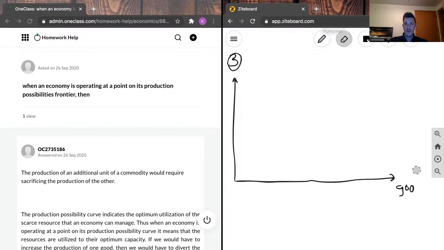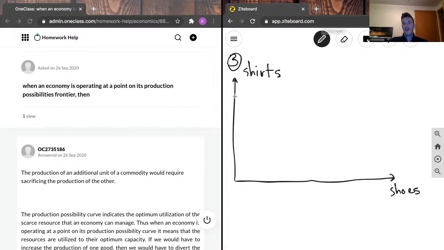No, that's boring. Although I don't have anything exciting to write. Call this shoes. So that's one good being produced on the x-axis. We'll write another good being produced on the y-axis. We'll call it shirts. Really was better off going with good 1 and good 2 at this point.